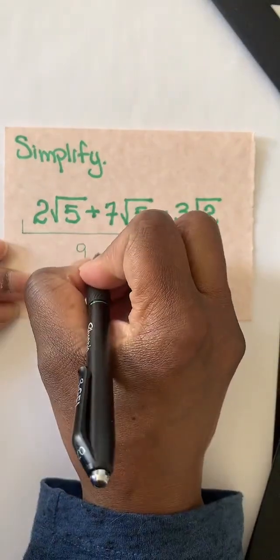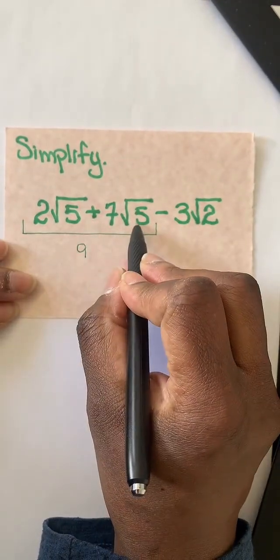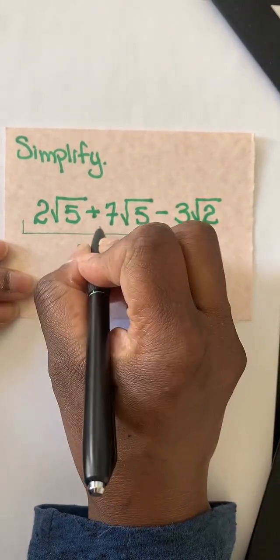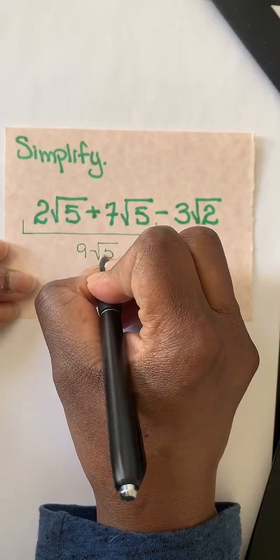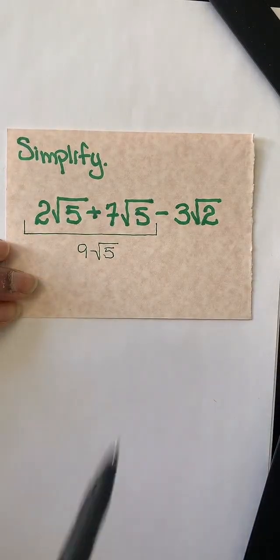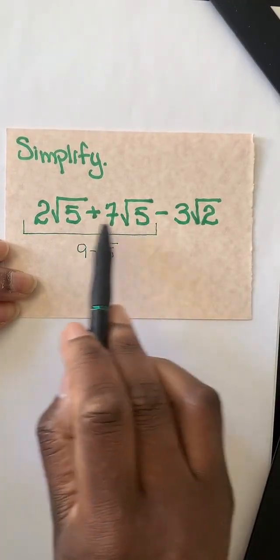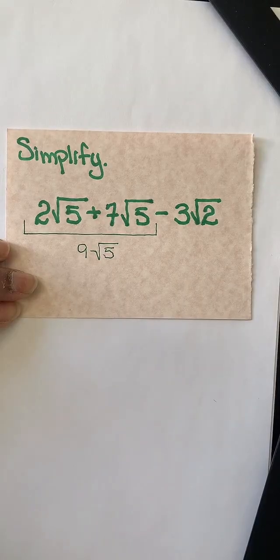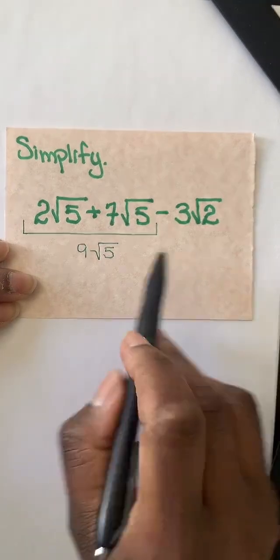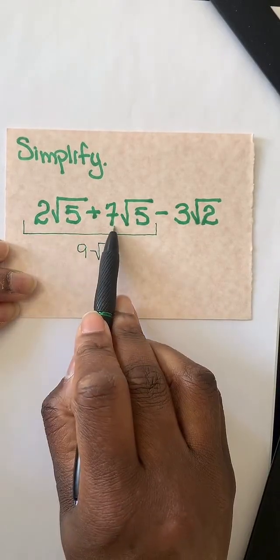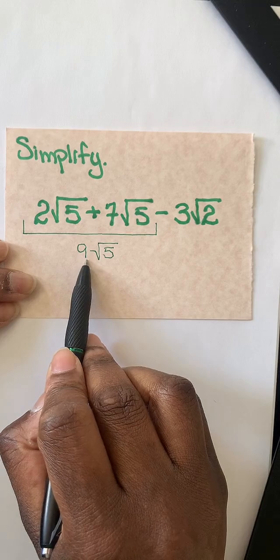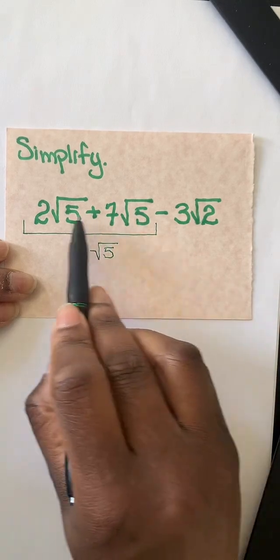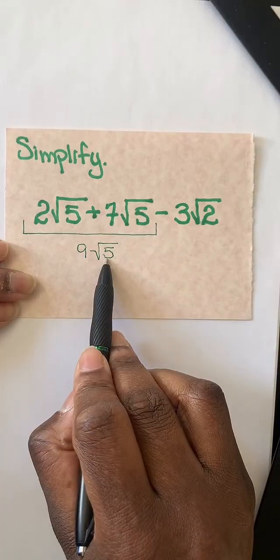All right. Now, what's going to happen to the square root of 5? Since we are adding, we're just going to drop it down. Okay. We are not adding the radicals. All we're doing is we're adding the coefficients. Boom. That's where the 9 came from. And since they both had the same radicals, you're bringing it down.